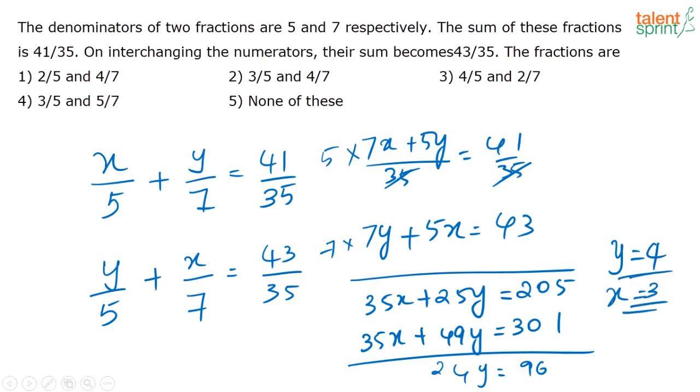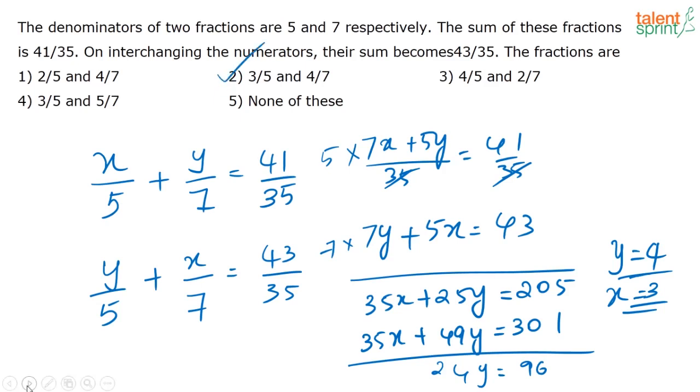This is a bit time consuming process, so it would be better if you go with the options. So try to put in the values. Assume that the fractions are 3 by 5 and 4 by 7. Now when you add this, if you get the sum as 41 by 35, then try to interchange it, make it 4 by 5 and 3 by 7. Most of the options you will be able to eliminate when you try to do that. That way you will get the answer faster, and that would actually be a smarter way to solve the question. So the answer for this question is option 2.